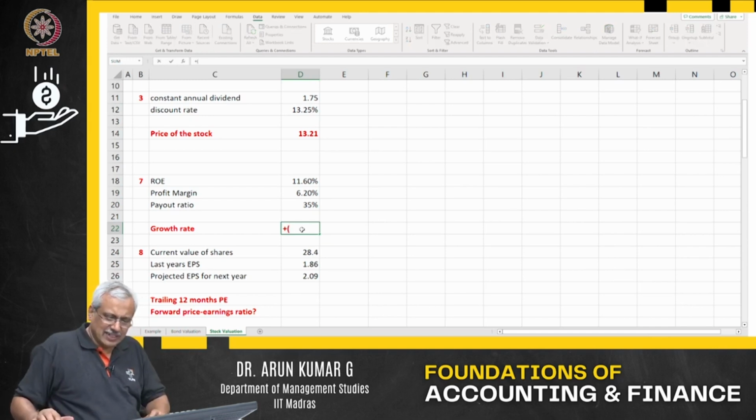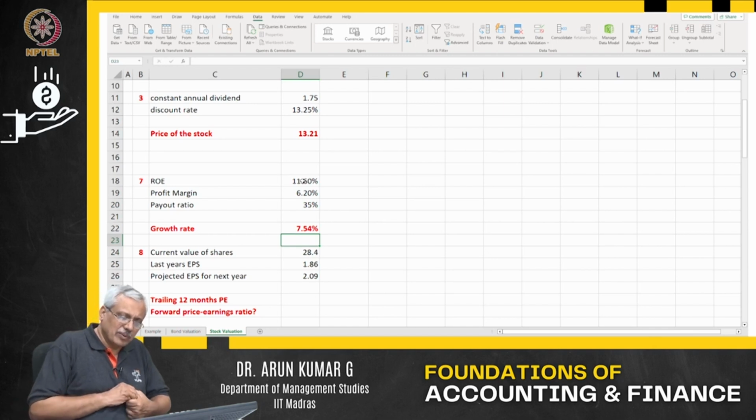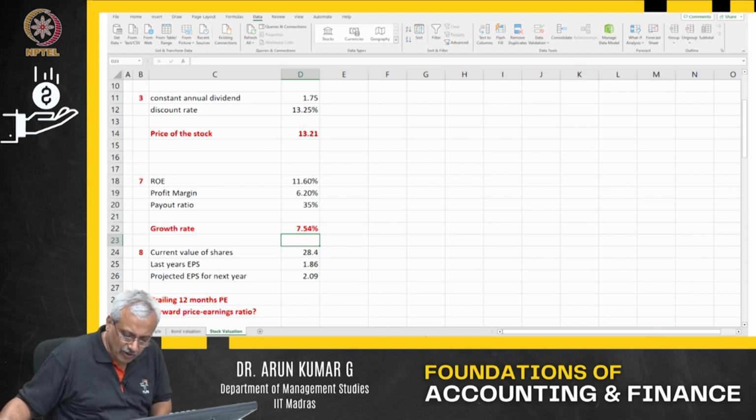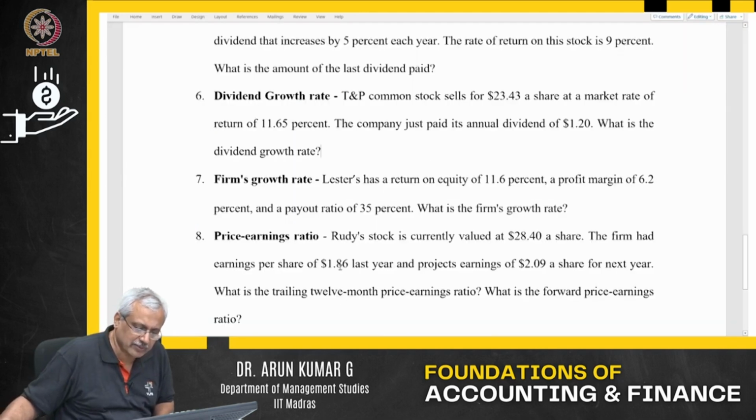What is the retention ratio? Retention ratio is 1 minus the payout ratio. Multiplied by the return on equity, not the margin. That is going to give a growth rate of about 7.54%. The firm is going to grow at the rate of about 7.54%.